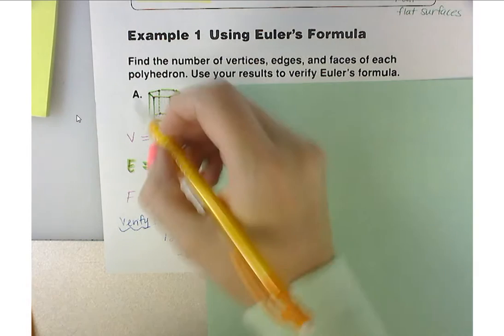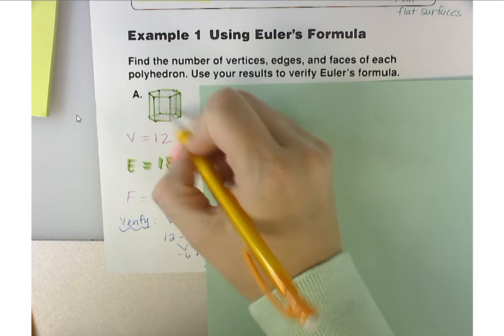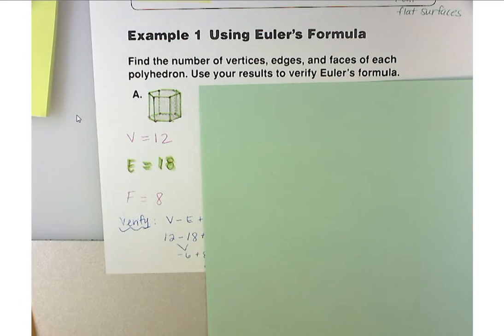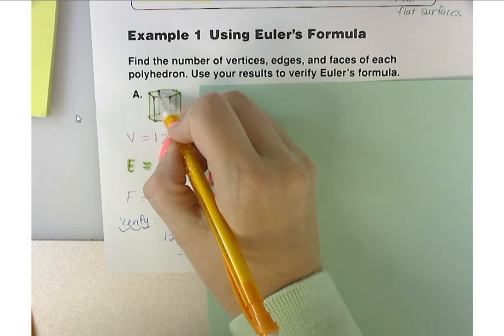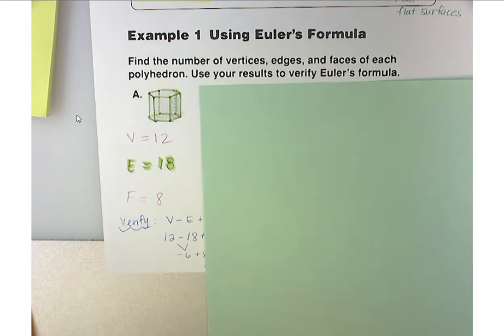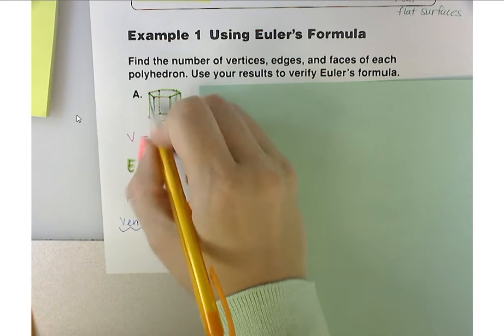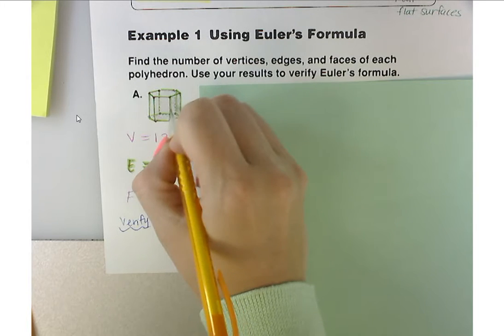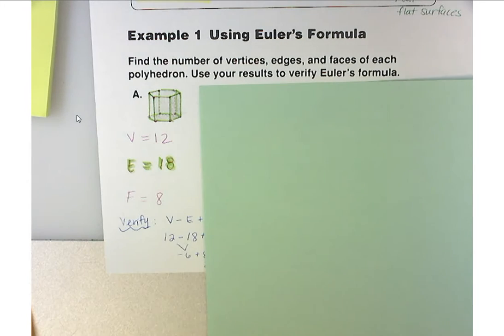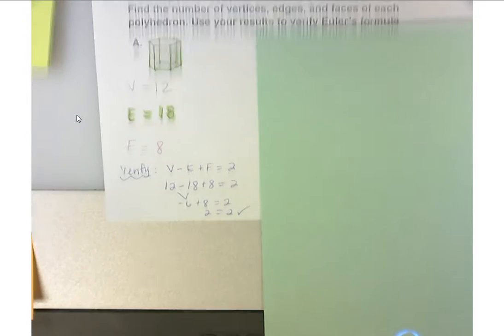So the vertices, you're just counting. 1, 2, 3, 4, 5, 6. There's 6 on top, 6 on the bottom that make 12. The edges, you're going to have 6 on top, 6 on the bottom, and then you're also going to have the 6 that connect them together, which is how you get the 18. And then the faces, because this is 6-sided, there's 6 faces around, and then the 7 and 8 come from the bases. So we're going to verify using Euler's formula.